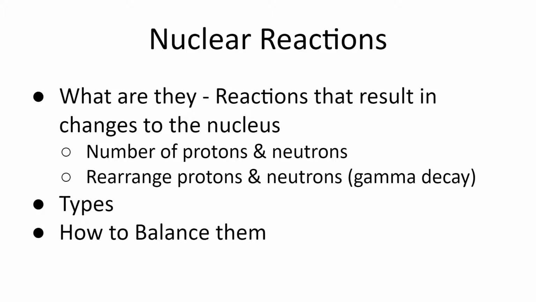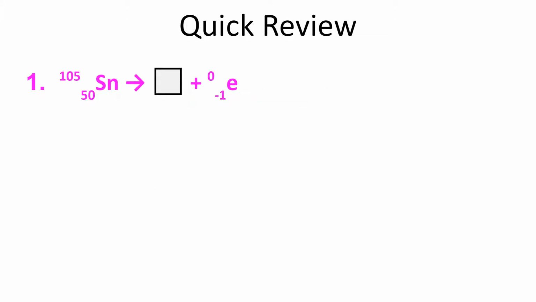We also learned about types of nuclear reactions and how to balance them. So we're going to now do a quick review. This review will review balancing nuclear reactions, and it will review identifying the types. So here we have an example of tin-105. Sn is the symbol for tin. And we're trying to figure out, well, what will go here according to this nuclear reaction that will make sure this is balanced.